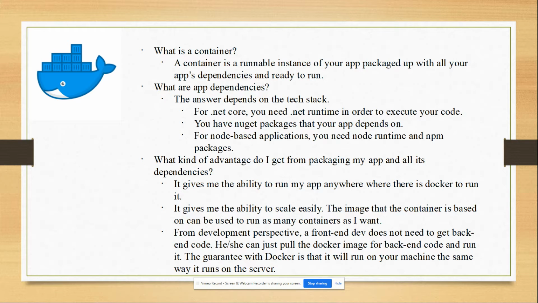What kind of advantage do I get from packaging my app and all its dependencies? It gives me the ability to run my app anywhere where there is Docker to run it. It gives me the ability to scale easily. The image that the container is based on can be used to run as many containers as I want, so it helps me scale my application easily. From a development perspective, a front-end dev does not need to get back-end code. For example, he or she can just pull the Docker image for back-end code and run it. The guarantee with Docker is that it will run on your machine the same way it runs on the server.